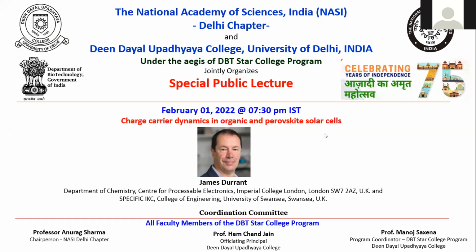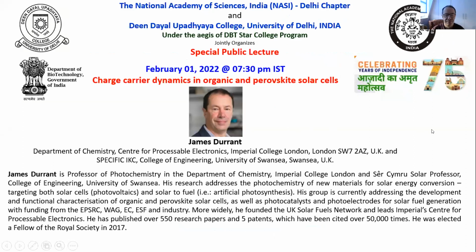So before inviting Professor James to deliver his talk, I will briefly introduce him to all the attendees. He's a professor of photochemistry in the Department of Chemistry, Imperial College London. He's also a professor in the College of Engineering, University of Swansea. His research interest is in the area of photochemistry of new materials for solar energy conversion, targeting both solar cells, photovoltaics, and solar to fuel, that is artificial photosynthesis. His group is currently addressing the development and functional characterization of organic and perovskite solar cells, as well as photocatalysts and photoelectrodes for solar fuel generation with funding from the EPSRC, WAG, EC, ESF, and the industry.